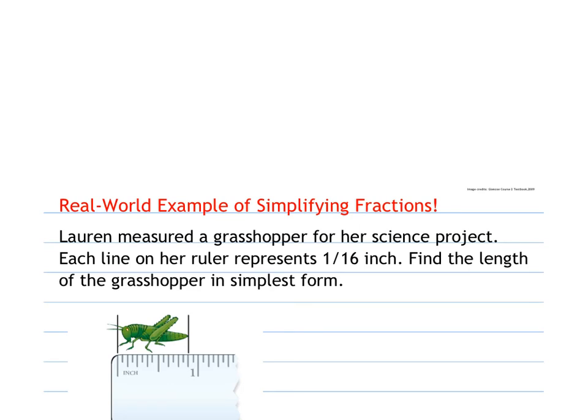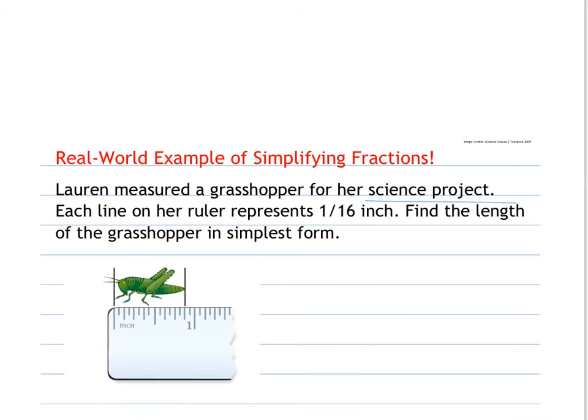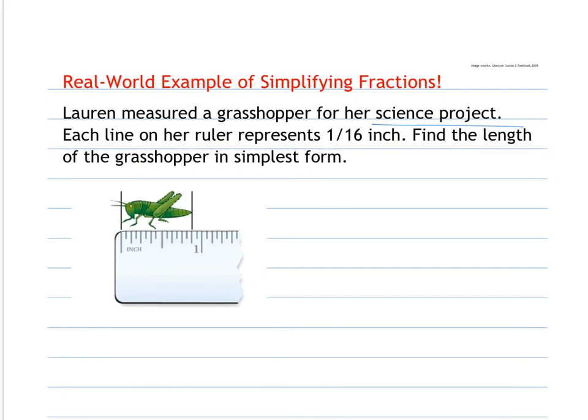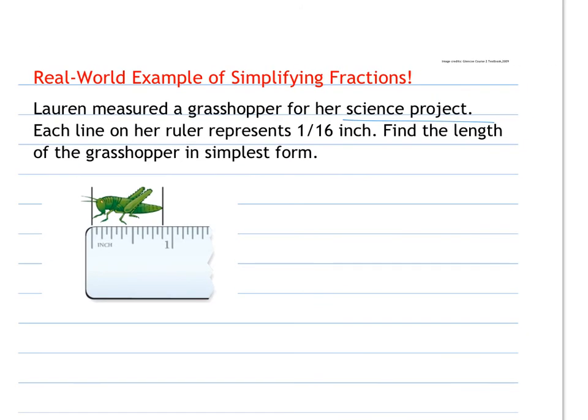So a real world example of when simplifying fractions is going to be used, and this is true when you're using a calculator. Maybe Mr. Strye will have you do it in your science project. So Lauren measured a grasshopper on her science project. Each line on her ruler represents 1/16 of an inch. So your job is to find the length of the grasshopper in simplest form.